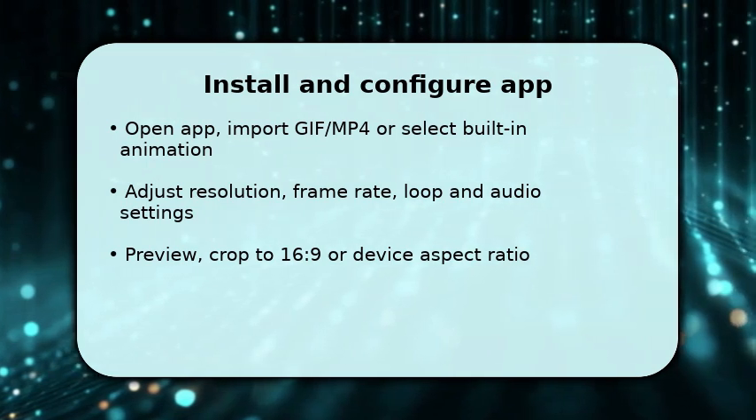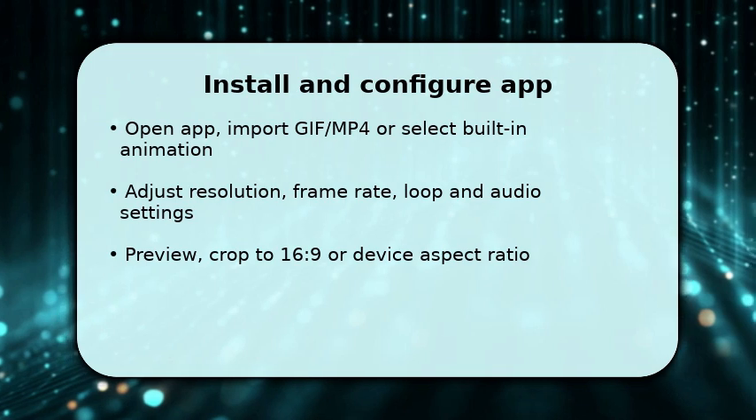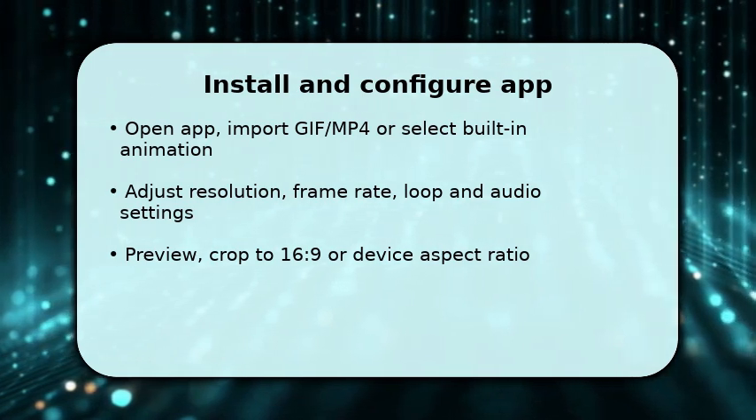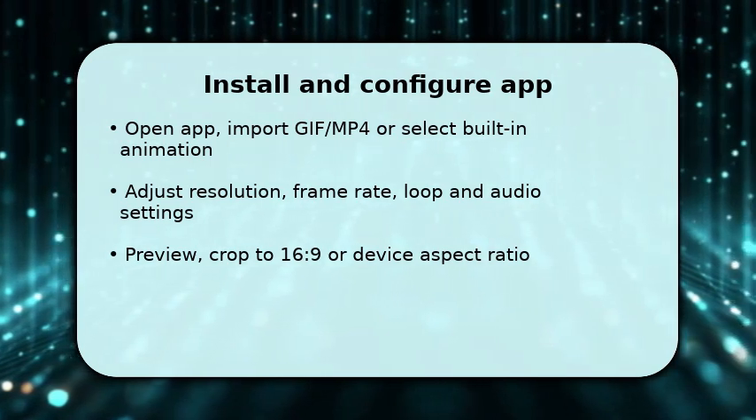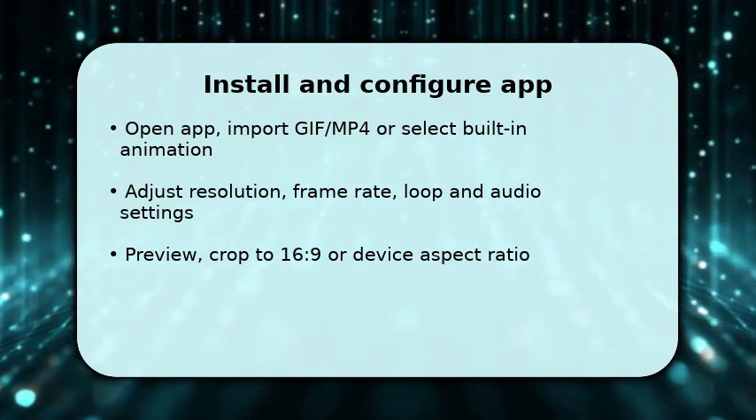If available, disable audio to avoid interference. Use the app's preview to confirm motion, speed, and looping behavior before applying. Once satisfied, tap Set Wallpaper to proceed to system selection.